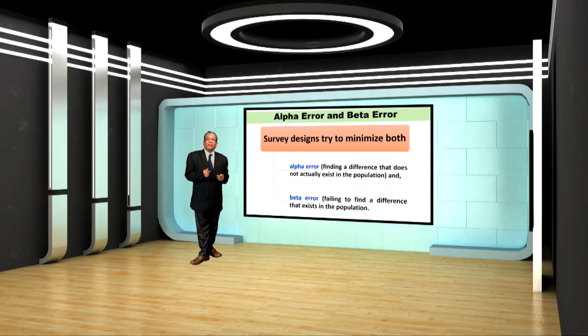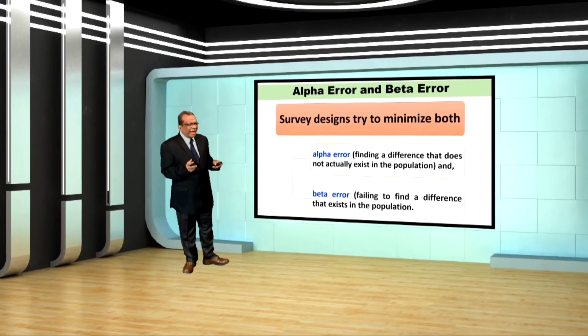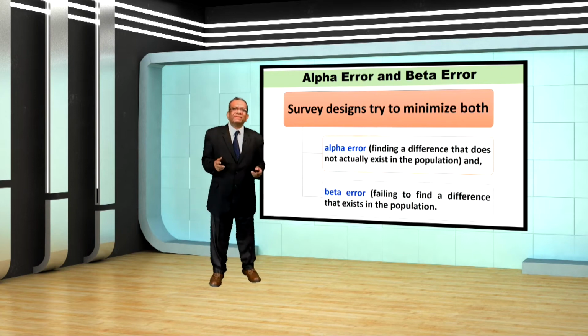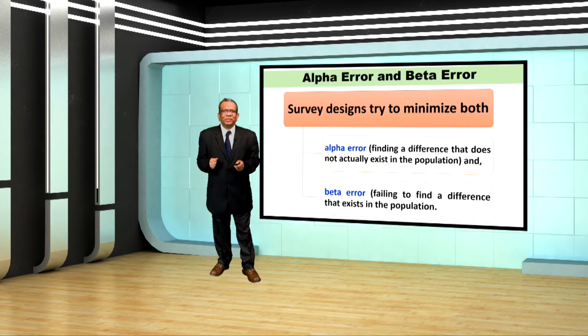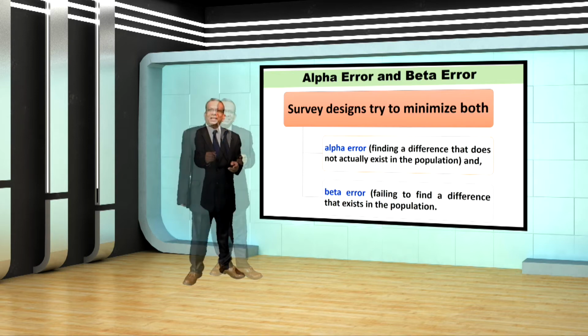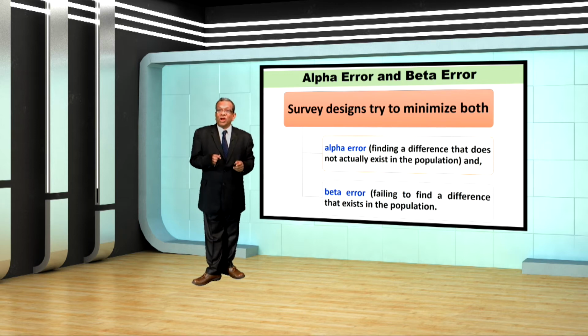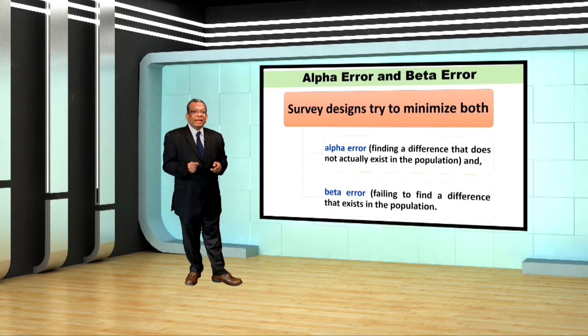Now, we have to know about alpha error and beta error. A lot of times in your research, questions will be asked, what is your alpha error and beta error? Let me precisely define it for you. Alpha error is finding a difference that does not actually exist in the population. Alpha error and beta error are two important questions you will be asked in your research viva or while reporting your findings. Survey designs try to minimize both.